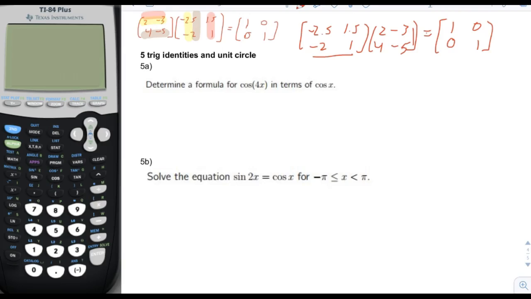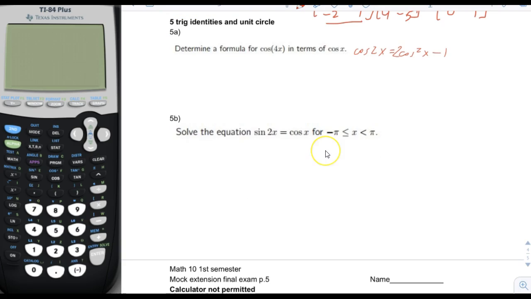Here's our last section on trig identities and unit circle extension. So first it says determine a formula for cosine of 4x in terms of cosine of x. Your formula sheet hopefully will have this identity on it, which relates cosine 2x to cosine x, because it's asking us to find an expression for cosine 4x made just of cosine x.